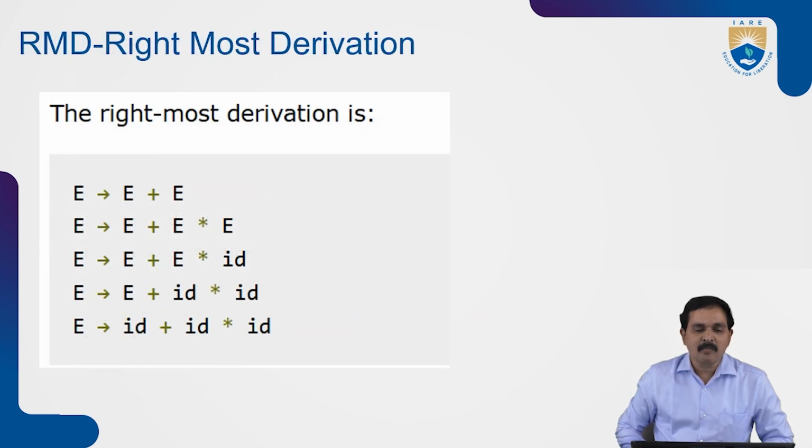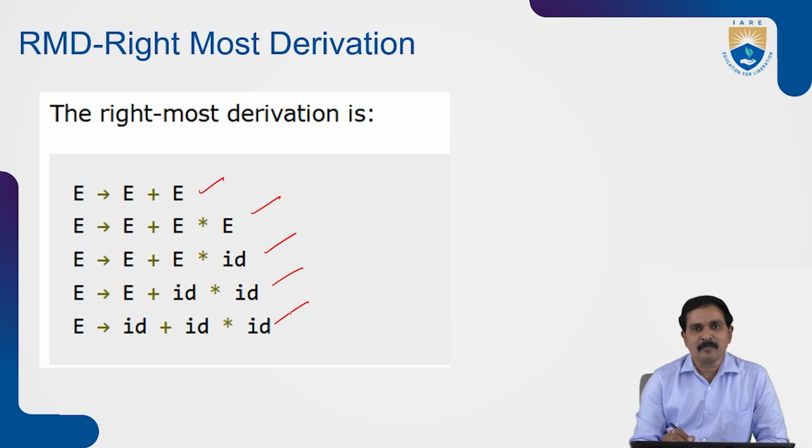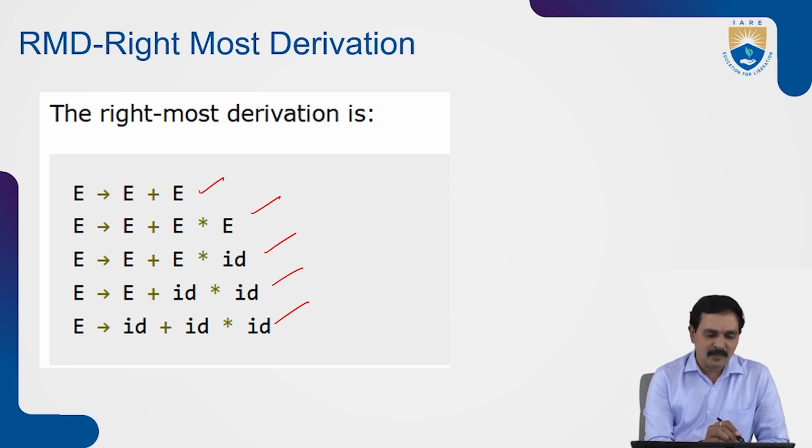Similarly, what is the rightmost derivation? You can verify this for the rightmost derivation. The concept is the same: substituting or replacing the string is the part of derivation. But here you apply this replacement of the string only at the rightmost variable.